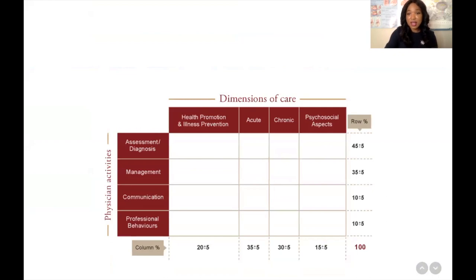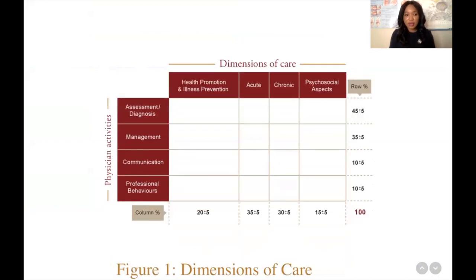Now, this is how the QE2 result is scored, right? You have the physician activities and you have the dimensions of care. The physician activities means basically what should a physician do when a patient comes in to see you? And like you'll see, actually, there are 4 domains in physician activities: your assessment and diagnosis, your management, then communication and professional behaviors. I might as well tie them into one band. So in Canada right now, they've made it like communication is in 2 bands in a way. Assessment, that's all the history taking, how you arrived at your diagnosis, is just one band. Management is one band. Then communication is like 2 bands.